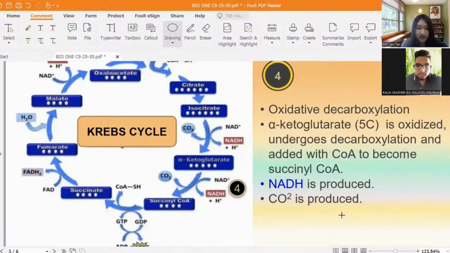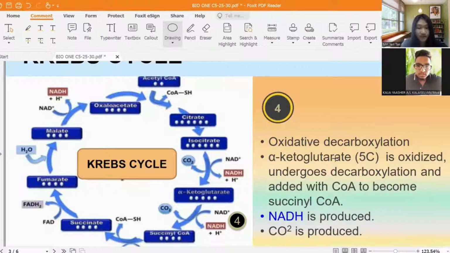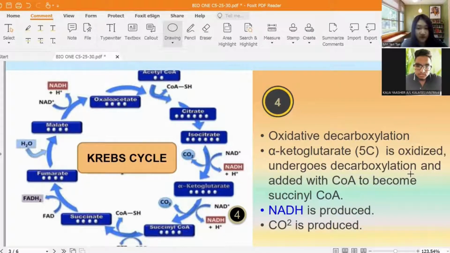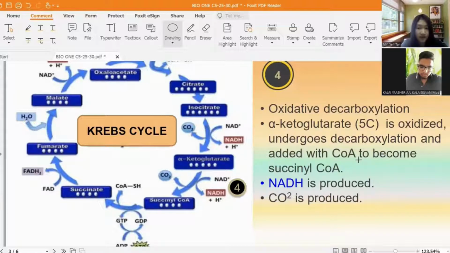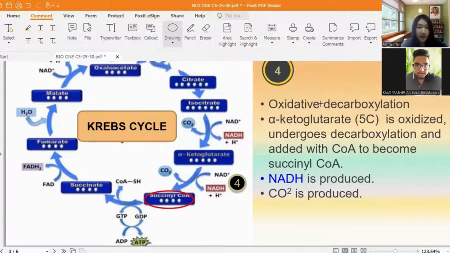After that, the alpha-ketoglutarate undergoes oxidative decarboxylation once again, which means that alpha-ketoglutarate is oxidized, undergoes decarboxylation, and is combined with coenzyme A to become succinyl-CoA. So what do you think is produced from this reaction? Is it ATP? No. When it undergoes oxidative decarboxylation, the same process as above, CO2 is produced. Then what is reduced in this reaction? NAD plus. Reduced to what? Reduced to NADH. Yes, correct.